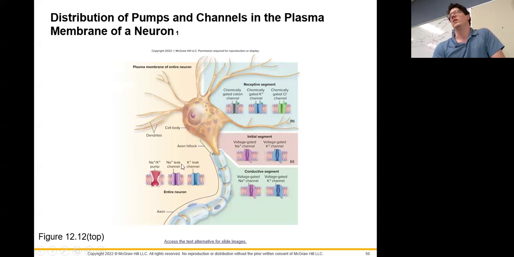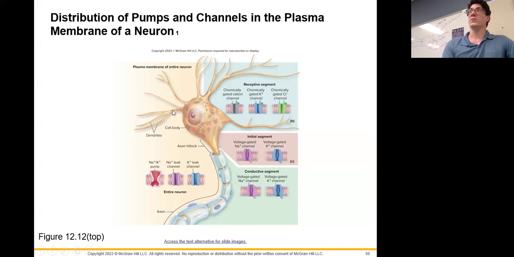Okay. Now, the sodium-potassium pumps and those leak channels are going to be found through the entire length of the entire axon. The voltage-gated channels, we're going to find in what we call the conductive segment. So going from our axon hillock all the way down through the axon, that is where we're going to find these voltage-gated channels. Because if we change voltage here, we'll change voltage here, and here, and here. And that's how we send the signal down the length of the nerve, okay?